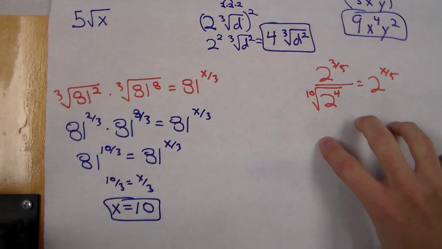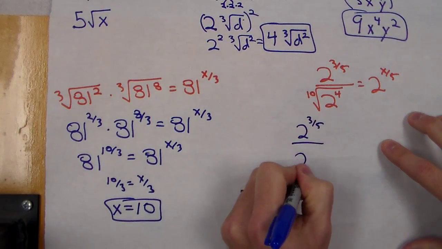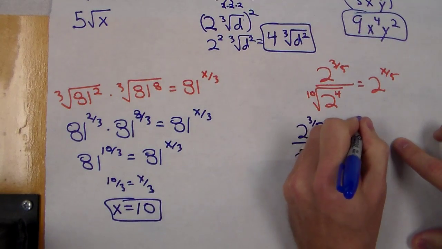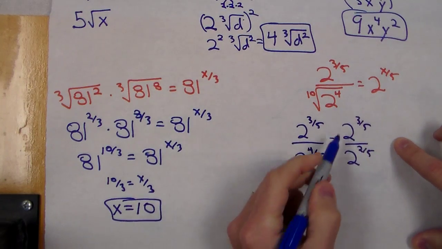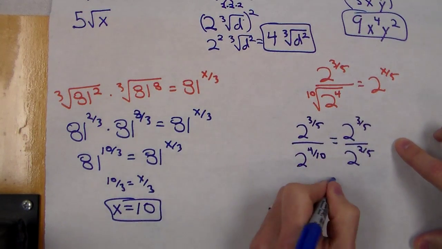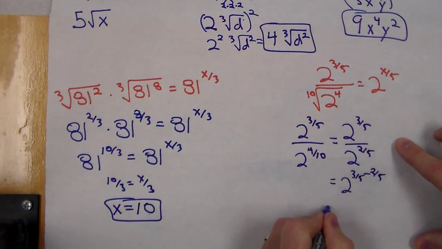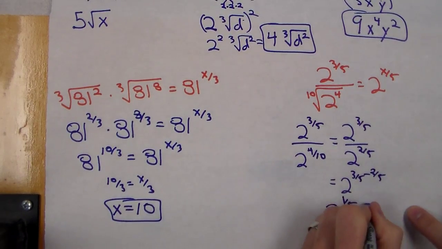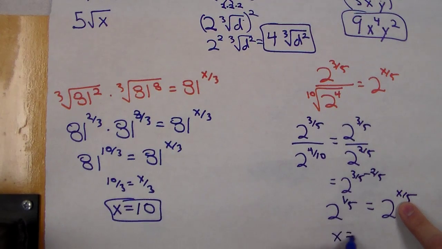So over here, even though it looks a little more complex, it's 2 to the 3/5 over 2 to the 4/10, but that reduces to 2 to the 3/5 over 2 to the 2/5. Now we're going to have, since it's division, subtract. That's 3/5 minus 2/5 gives me 2 to the 1/5. We bring this down, and it's 2 to the x over 5. Looks like x equals 1.